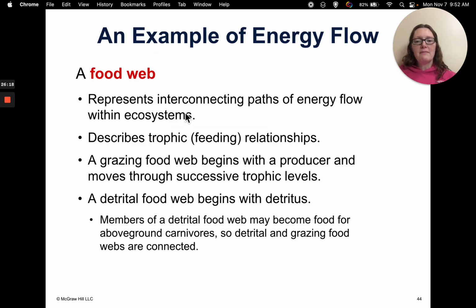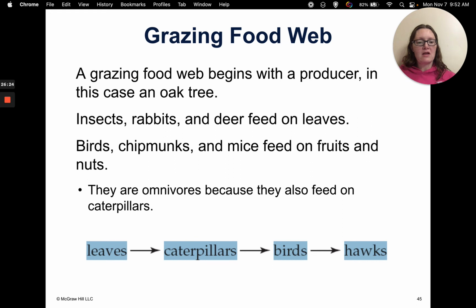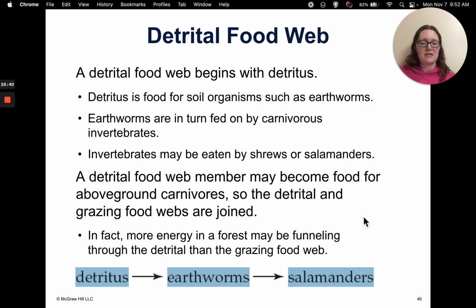So food webs are important, and we do get some energy, but a lot of that energy is lost. A grazing food web begins with the producer. Insects, rabbits, and deer feed on the leaves. Birds, chipmunks, and mice feed on the fruits. They are omnivores because they also feed on caterpillars. So an omnivore is anything that eats both meat and plants.